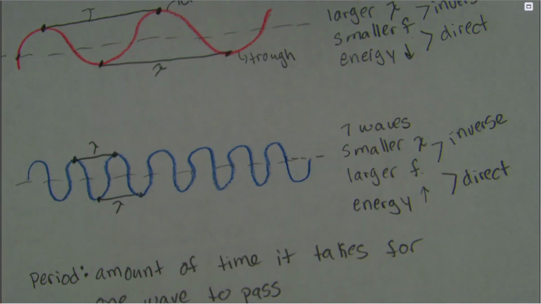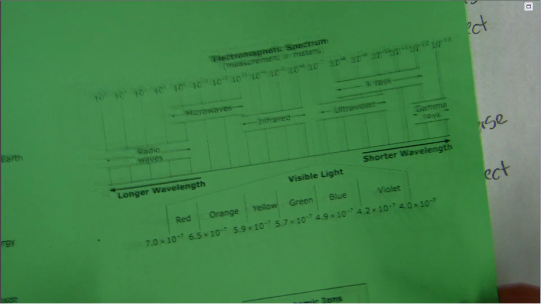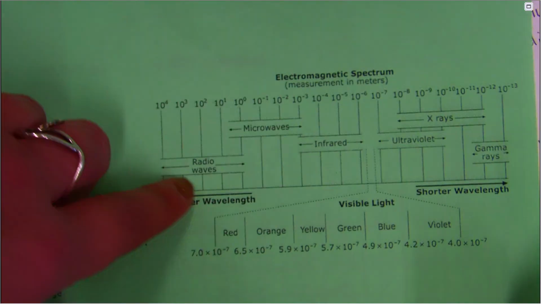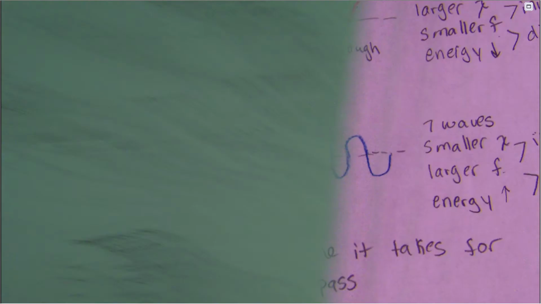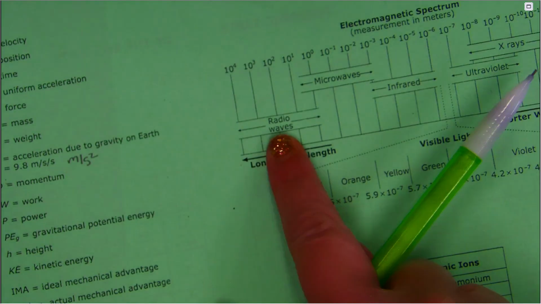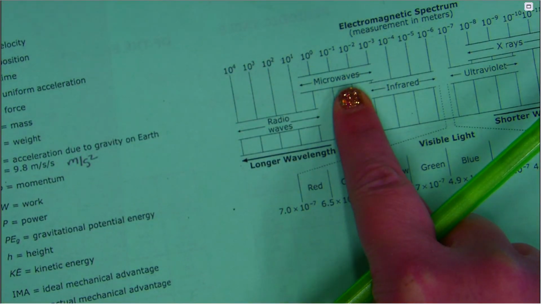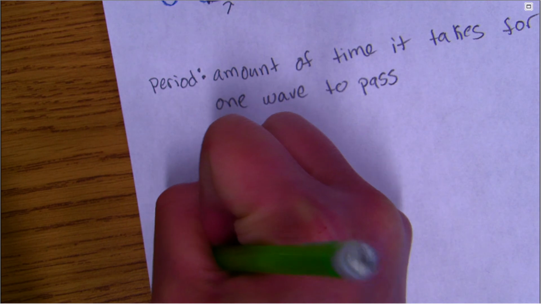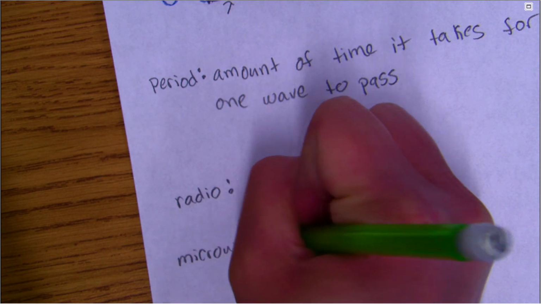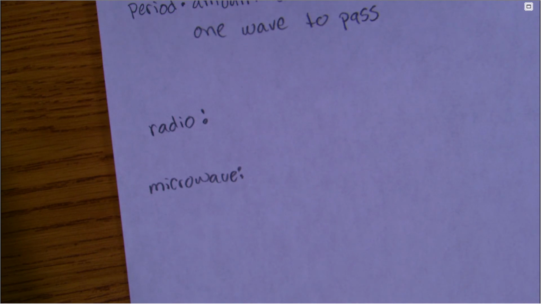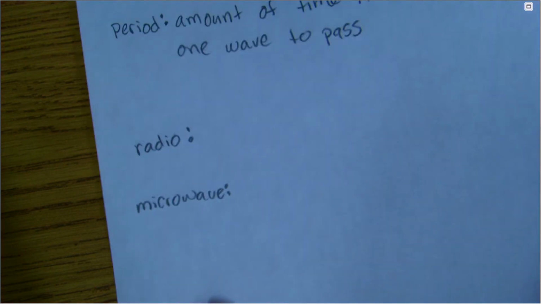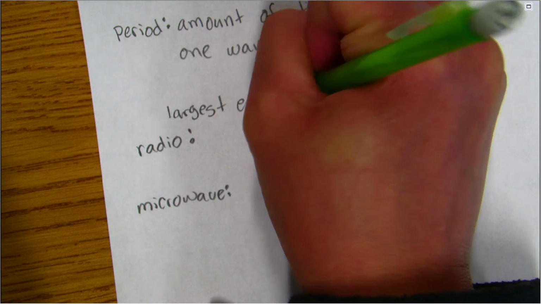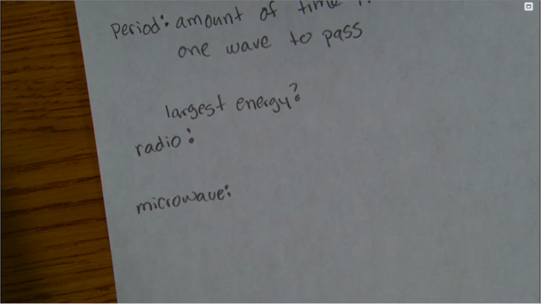Now, all of this is going to be important in our electromagnetic spectrum because a radio wave, let's do an example. Let's say a radio wave and a microwave. And we want to determine which one has the largest energy. All right, so that's our question. Does the radio wave have the largest energy or the microwave?